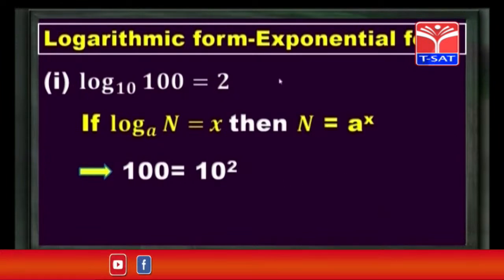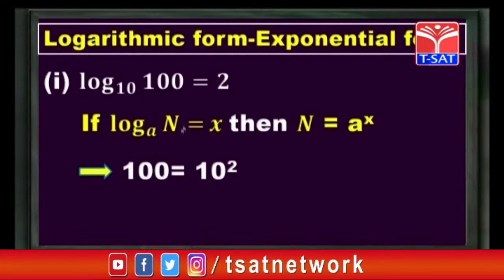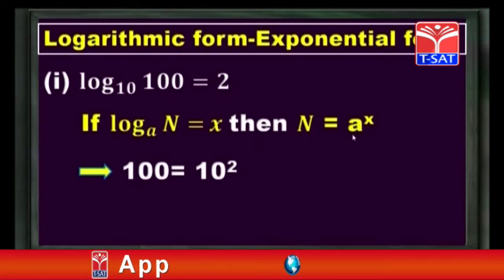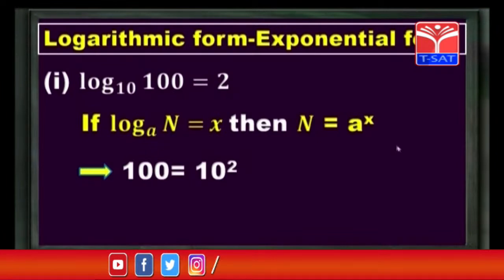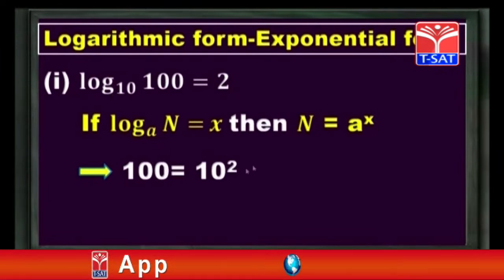Logarithm form to exponential form, let us see the problem, log 100 to the base 10 is equal to 2. Here if log n to the base a is equal to x, then n is equal to a power x. So log n to the base a is equal to x means we remove the logarithm here and send a to the right hand side, which will become a power x. Same way log 100 to the base 10, while converting to the exponential form, 100 is equal to this base will become the base of 2. So 100 is equal to 10 square.